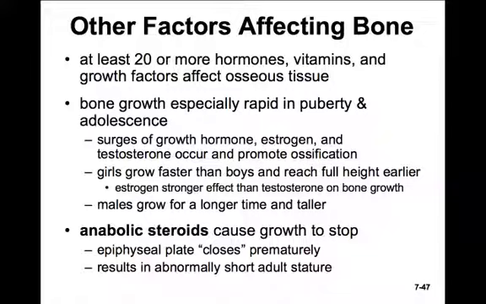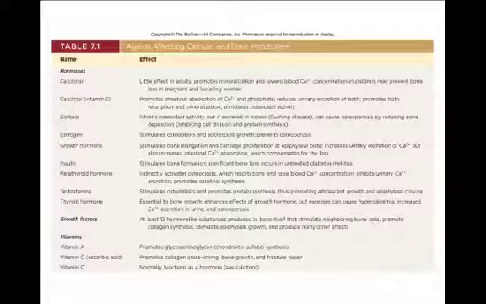Anabolic steroids will actually cause growth to stop. They cause the epiphyseal plates to close prematurely, and thus an individual who takes anabolic steroids before they've reached their full growth potential will experience stunted growth and abnormally short adult stature.